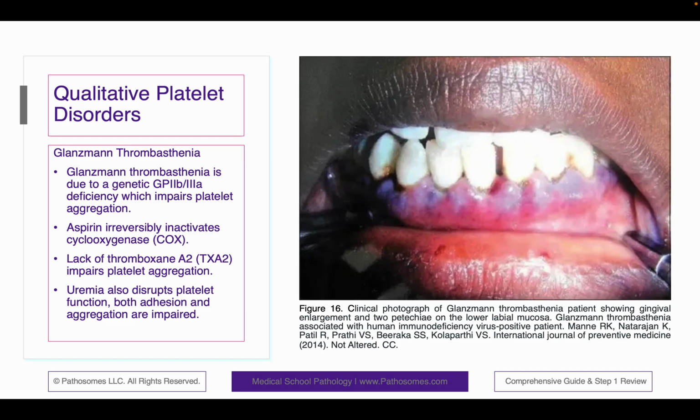Glanzmann Thrombasthenia is another qualitative platelet disorder that shows up a lot. Glanzmann Thrombasthenia is due to genetic GP2b3a deficiency, which impairs platelet aggregation. Aspirin irreversibly inactivates cyclooxygenase. Lack of Thromboxane A2 impairs platelet aggregation. Uremia also disrupts platelet function. Both adhesion and aggregation are impaired.